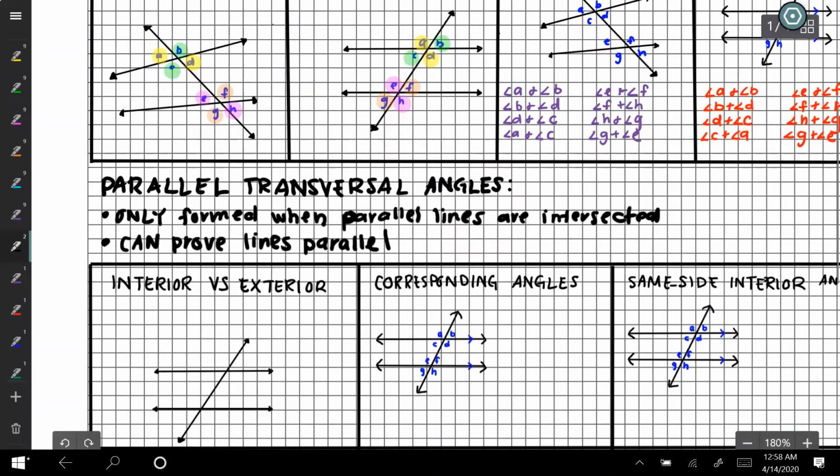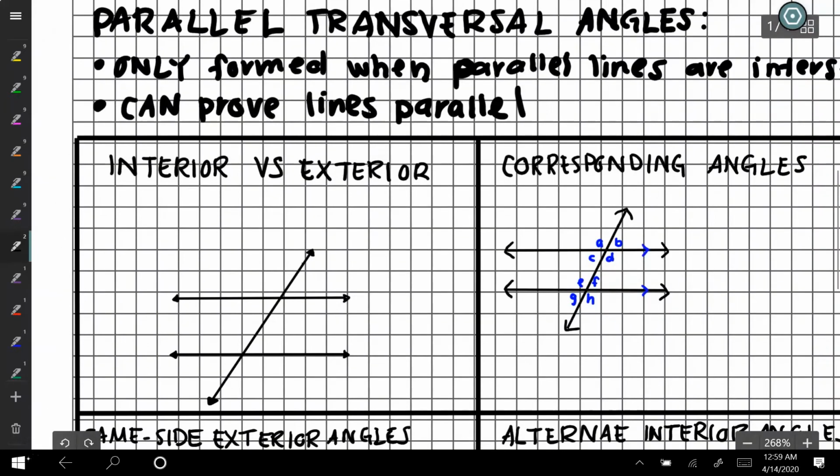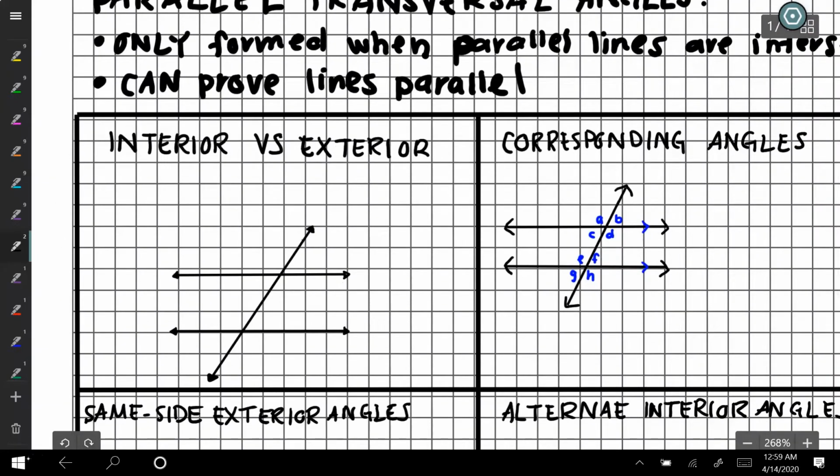Before we do that, we're going to see the words interior and exterior a lot, and I just want to make sure we all know what that means. Interior is inside, and they are inside of the parallel lines. Parallel lines, I misspelled parallel. Alright, exterior are outside of the parallel lines.